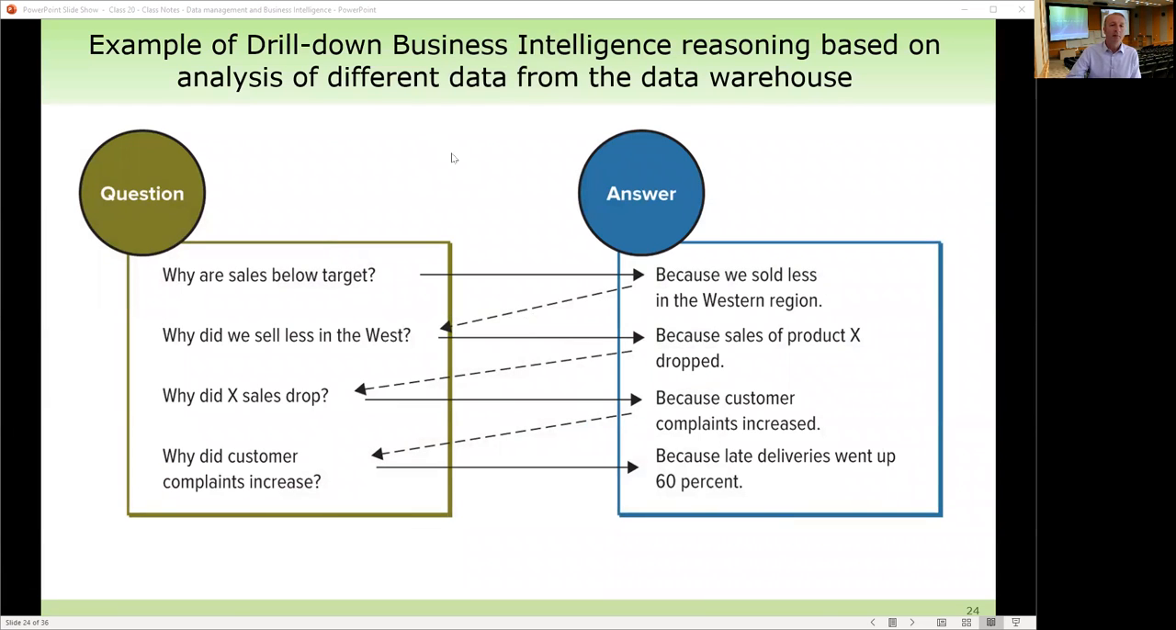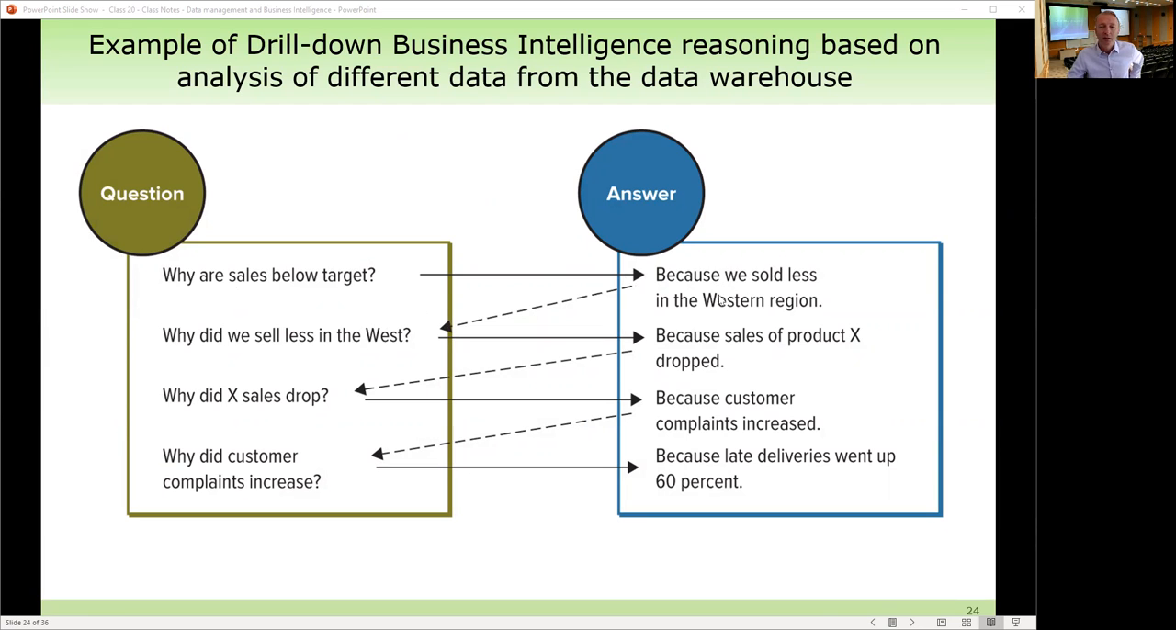Now, what does it mean to do analysis? Well, typically it's a series of questions. So we need to know things in order to do things better. So it could be, for instance, that we ask what are the sales, or why are the sales below target? And then we use our data to figure out why that is. And a conclusion could be that we have sold less in the Western region of the United States.